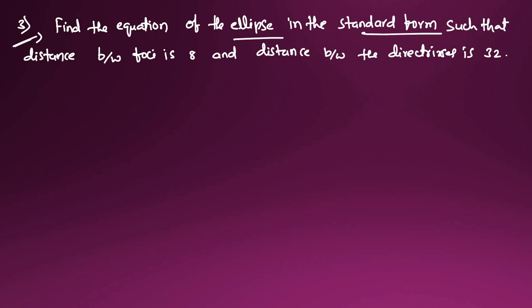Such that the distance between the foci is 8 and the distance between the directrices is given here. Solution: the distance between the foci we already know is 2ae, which is equal to 8. Now, the distance between the directrices, he is asking us to find. I told you that the directrix is x equal to a by e, so this is what I told you.